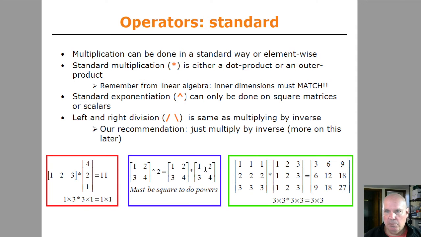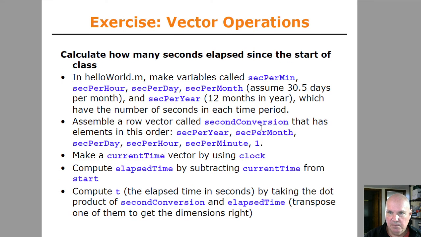And multiplication can be done in the standard way or element-wise. Here, this is showing the matrix multiplication. This is showing squaring a matrix, multiplying it by itself. Again, this would give an error with a dot operation. This would work fine with a dot operation. This would work with a dot operation as well, but give a different result. Here we're doing the matrix multiplication of these two matrices.